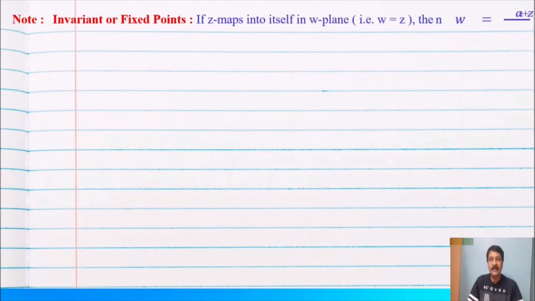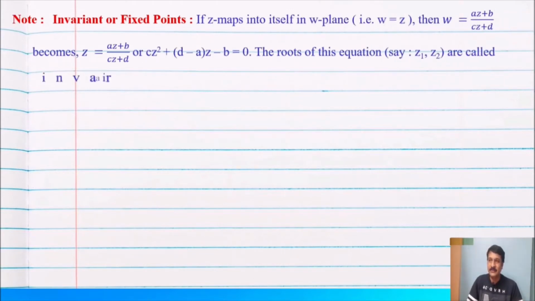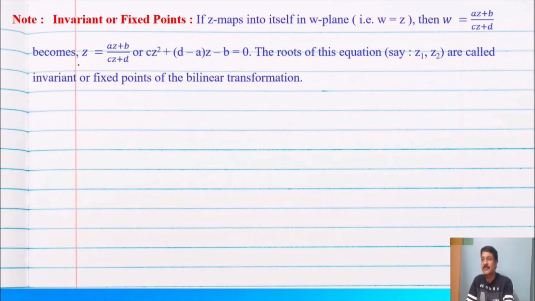Note that sometimes there may be a question to find the fixed points or invariant points. If Z maps into itself in the Z plane, that is W equal to Z, then W equal to AZ plus B upon CZ plus D becomes Z equal to AZ plus B upon CZ plus D. If we solve that, I will get CZ square plus DZ minus AZ minus B equal to 0. The roots of this equation, suppose Z1, Z2, are called the invariant or fixed points of the bilinear transformation.